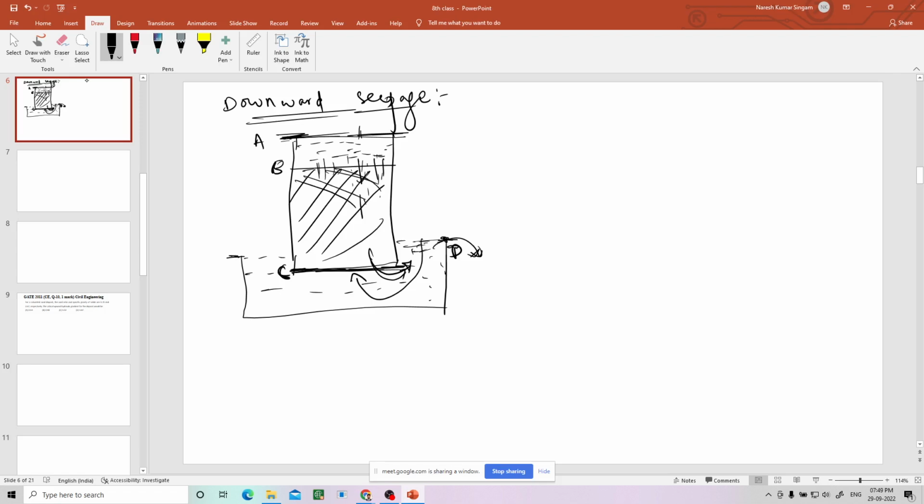Let us say this is soil. The soil height is again H soil from B to C, and this is HW, this water. Let us take this as HS, because this is the level difference from A to D, because of which the water will flow.